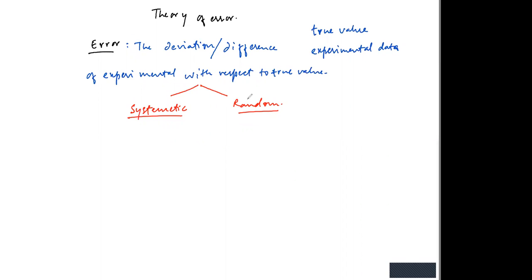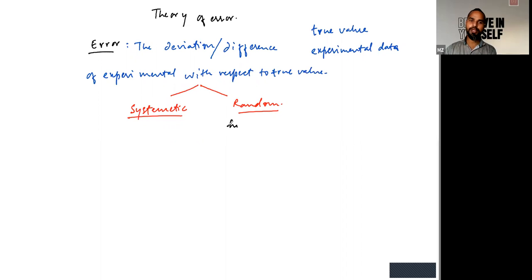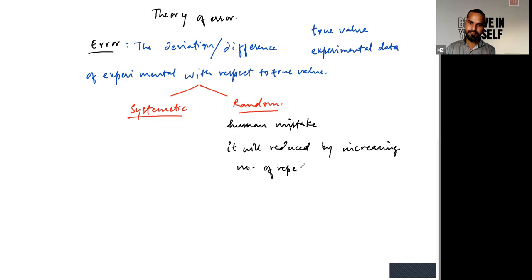Yes, sir. Next is random error, which arises due to human mistake while taking observations, while observing the data, and so on. It can be minimized by increasing the number of repetitions. The more repetitions you take for the same experiment, the more the random error will get reduced. So it gets reduced by increasing the number of repetitions. So we can say random error is inversely proportional to the number of repetitions.